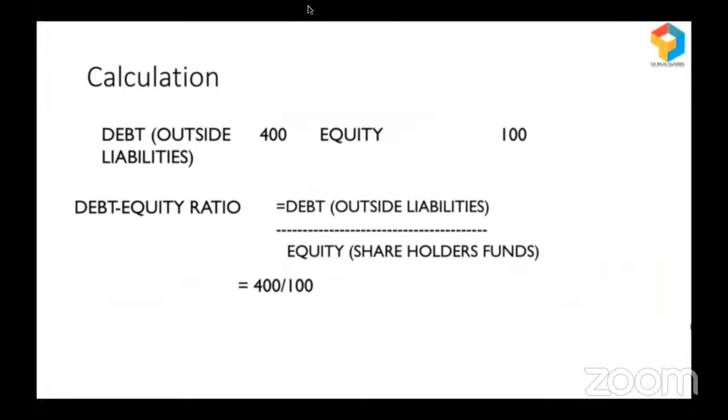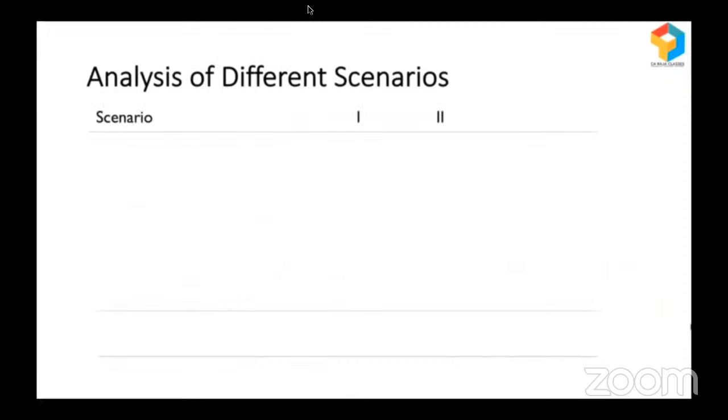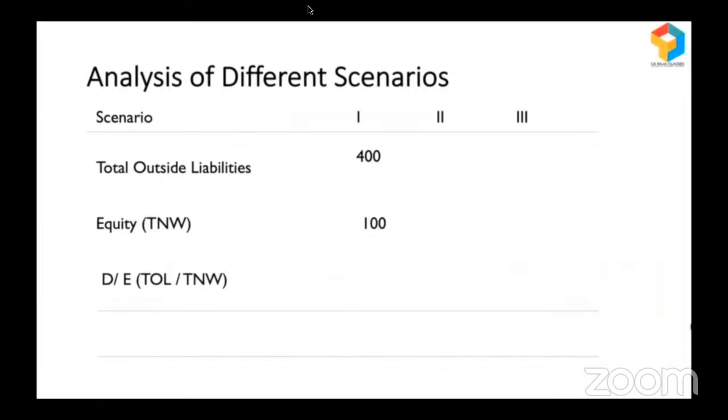Let me take you through a 3-case scenario so that we can understand it better. The first scenario is total outside liabilities of 400 and equity, the money contributed by the owners as well as the profits attributable to them put together, of 100. If I calculate the debt equity, total outside liabilities divided by equity, 400 by 100, I get the value as 4, and we express it as 4:1. It means for every 1 rupee contributed by the owner, this business has borrowed 4 rupees.